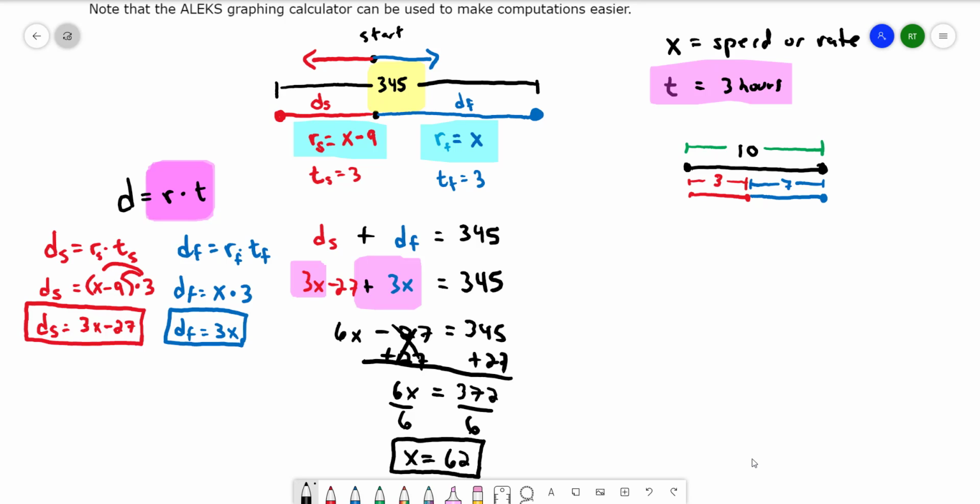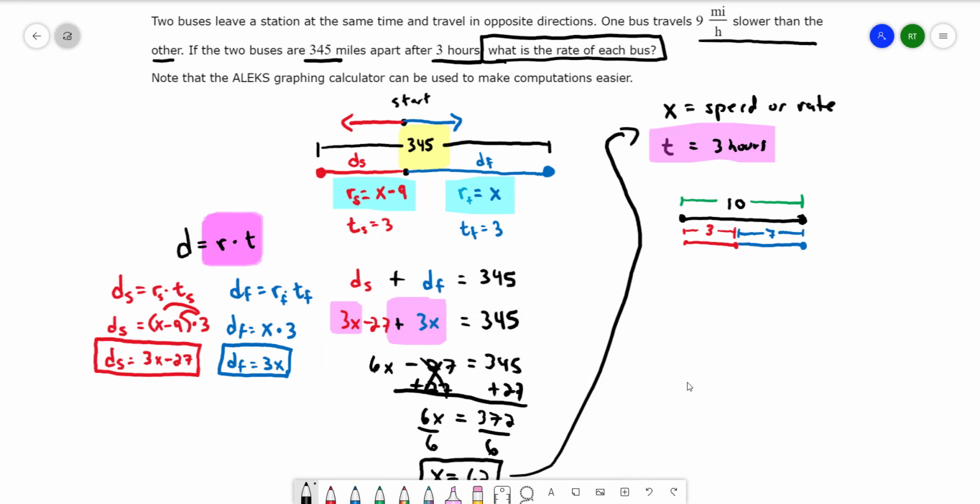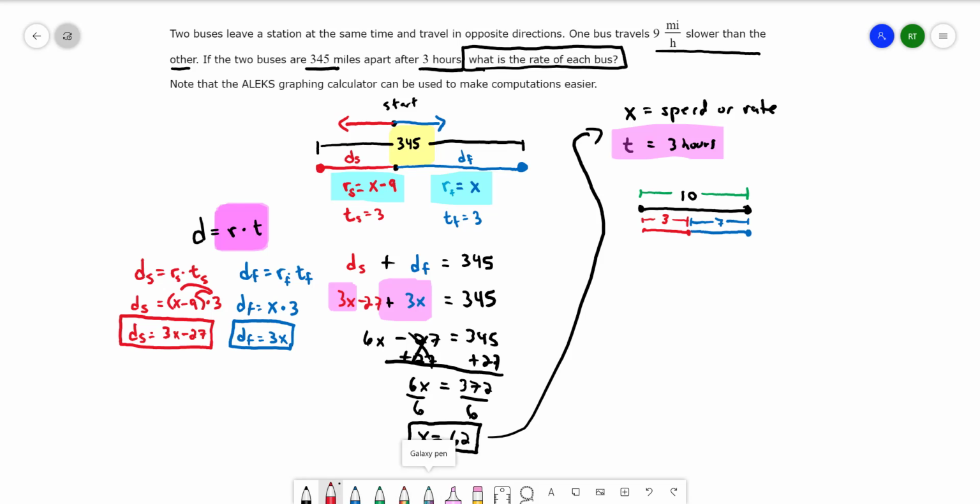And now I have the value of x. And don't forget in my notes, if you look up here, x is the speed or the rate. And remember, if you look at the question, let's zoom out a little. The question was, what is the rate of each bus? So we need the rate of each one. So let me go back to my notes, which I said I had the rate of the slower one, which is represented by x minus 9. And we also have the rate of the faster one, which is represented by x.